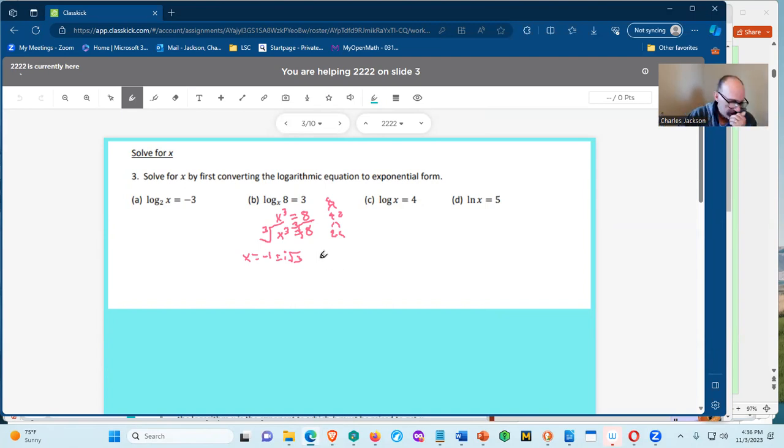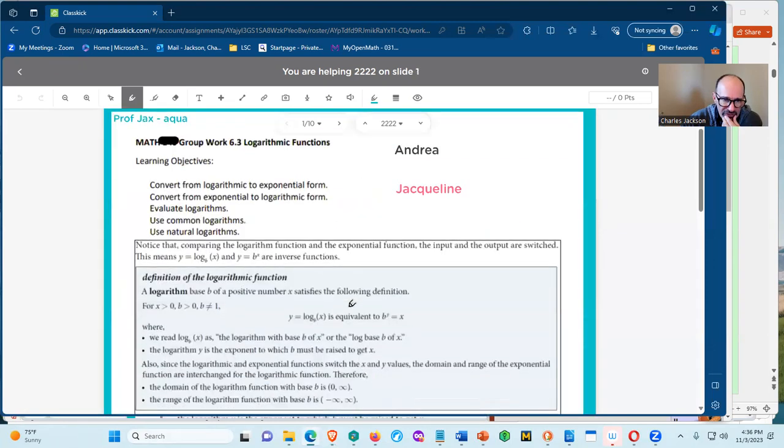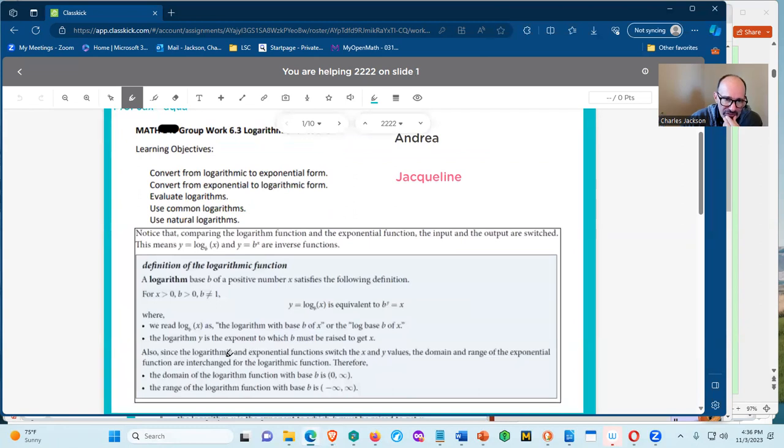I believe we want a real base of the logarithm. So let's see what was advertised over here. Yeah, they're saying be positive. So yeah, we're going with just the real root there because the base they're saying is positive.